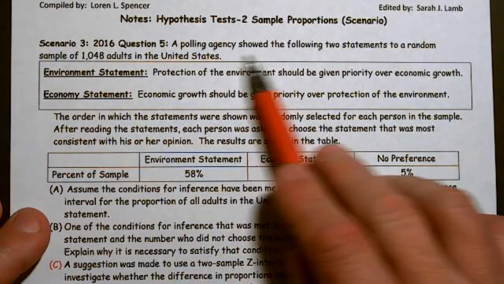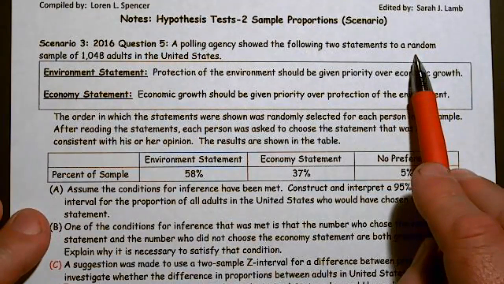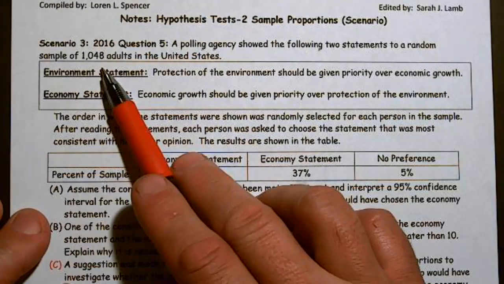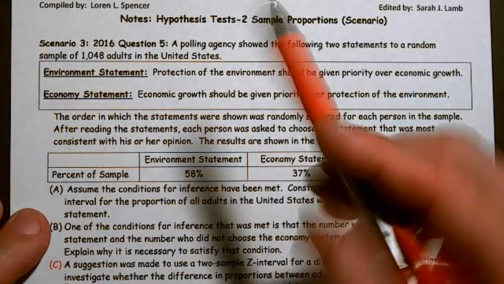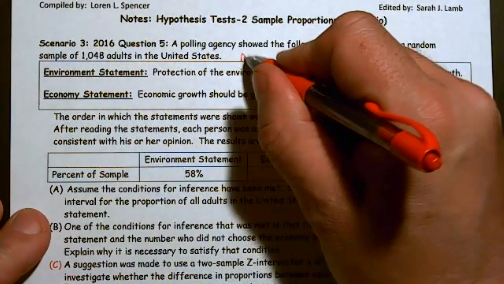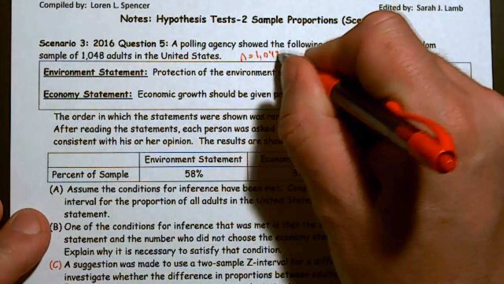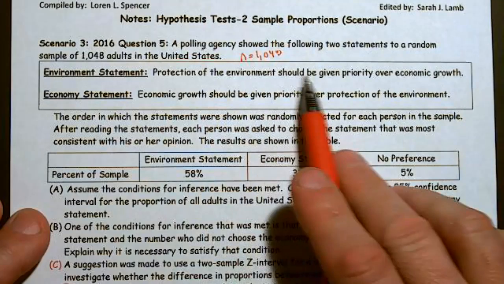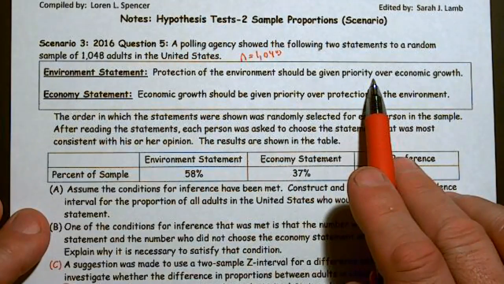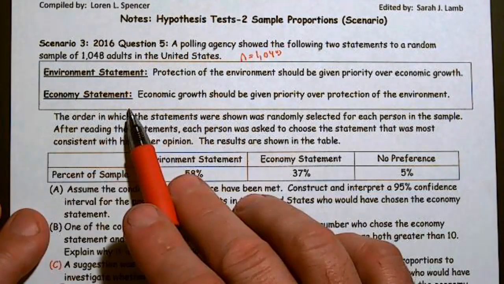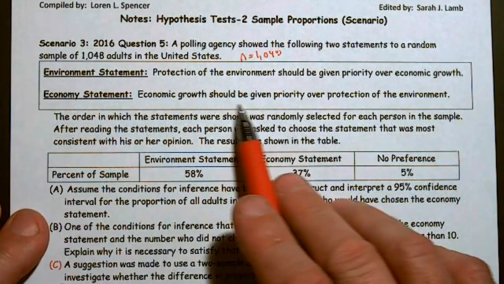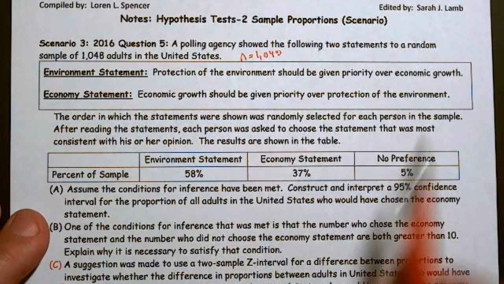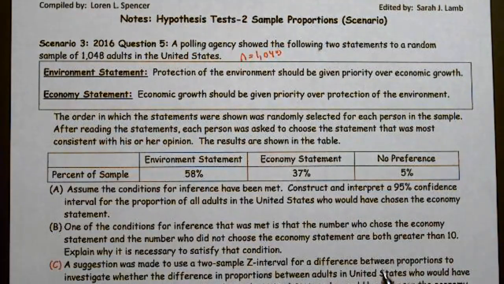So a polling agency showed the following two statements to a random sample of 1,480 adults in the US. So we have a sample size of 1,048. And then they have two statements. Protection of the environment should be given priority over economic growth. In the economy statement, economic growth should be given priority over protection of the environment. The order in which the statements were shown was randomly selected for each person in the sample.